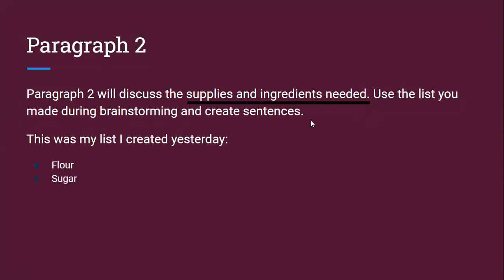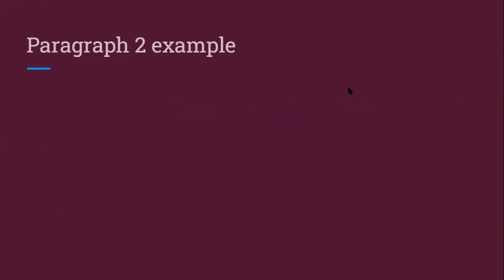Flour, sugar, eggs, butter, baking soda, chocolate chips. And then I remembered I need to make sure I have a bowl and cookie sheets to be able to bake my cookies. So here's an example of a paragraph 2.